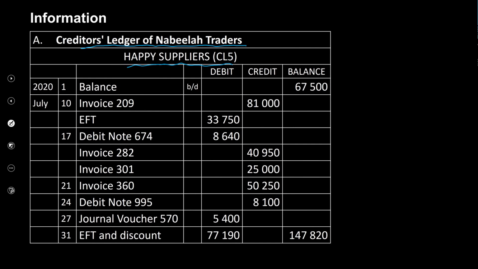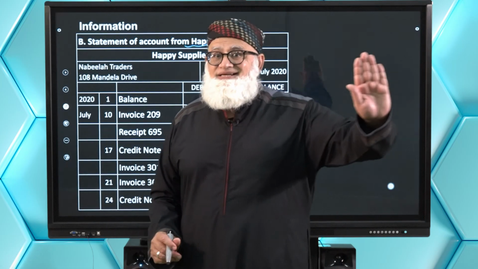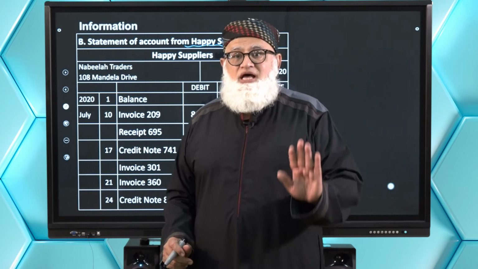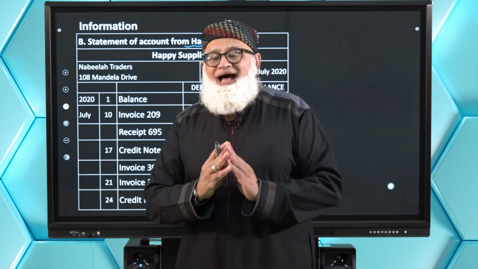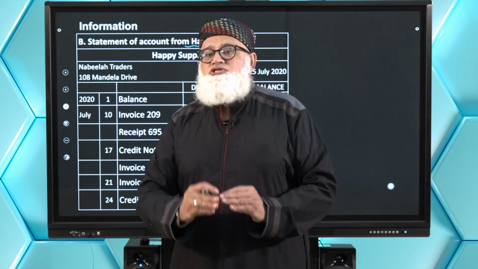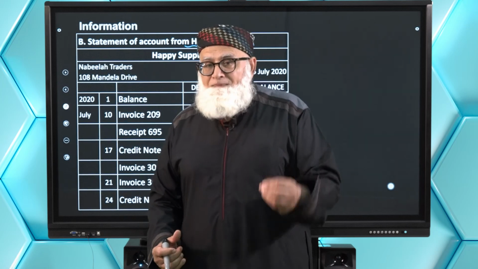And what am I comparing it to? I'm comparing it to the statement of account from Happy Suppliers. Clearly you can see, Happy Suppliers is the creditor. The business owes money to Happy Suppliers. Who is the business? We are Nabila Traders. It means we have an account in our records for Happy Suppliers.